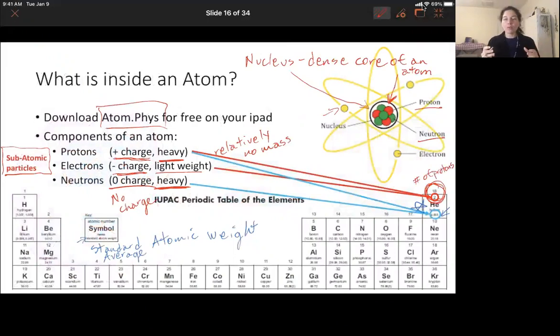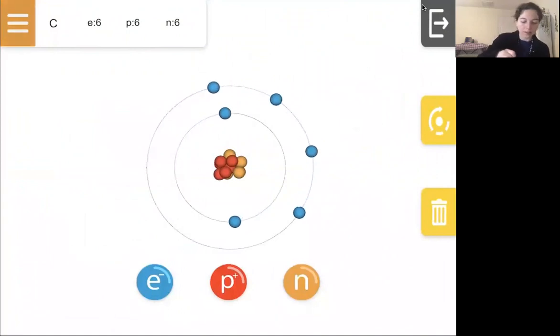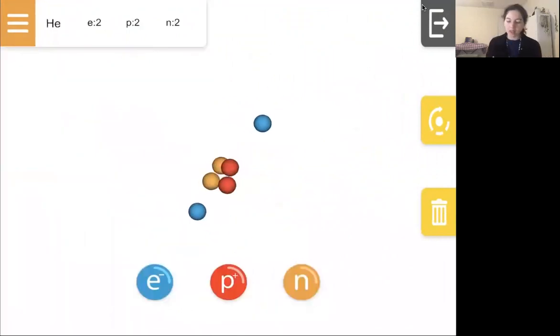And in atoms that come directly from the periodic table without alterations, so they're in the form that they are in the periodic table, that's also the number of electrons that they have. So we can model this in atom.phys, and you can see that. So let's go to our helium here. So I'm going to model helium. If you take a look at our helium, you can see we've got 2 protons, 2 neutrons, and 2 electrons.